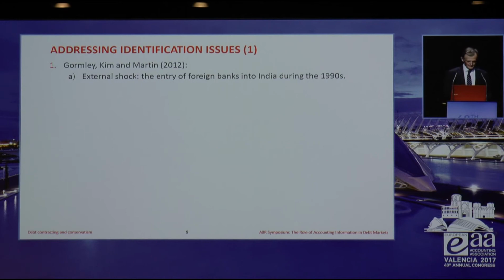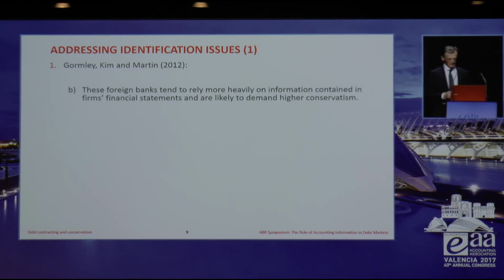And the external shock in this case is the entry of foreign banks into India during the 90s. The expectation is that the entry of foreign banks will increase the demand for conservatism, and borrowers will supply more conservatism. Why is this so?